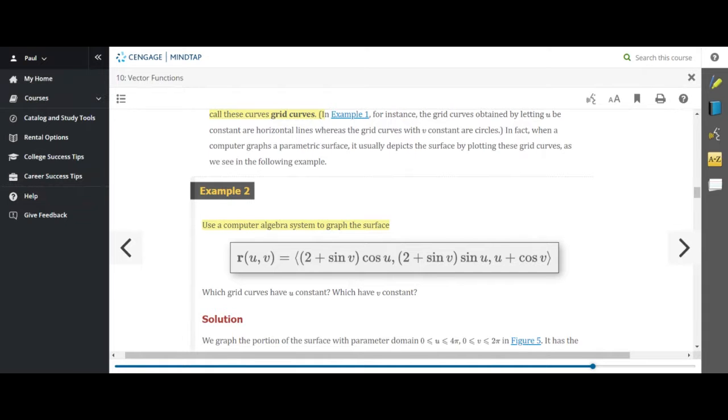This is a more complex surface, but actually it's not that difficult, because remember, if you hold one of the parameters constant, you're going to get a grid curve. So let's say, for instance, that you were to hold the parameter v constant. Let me just go to the whiteboard actually on this one. I think it's worth doing.